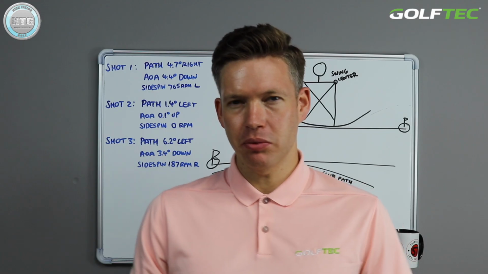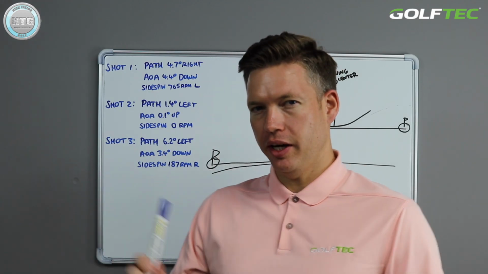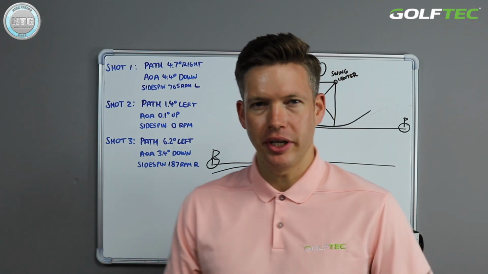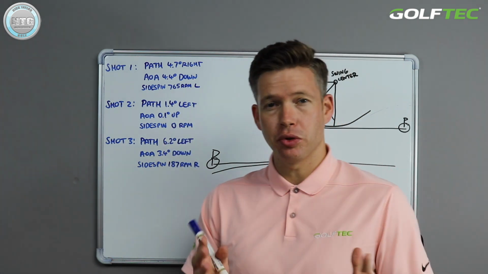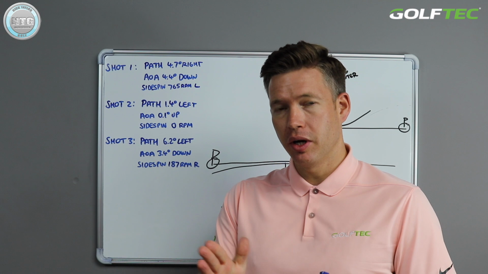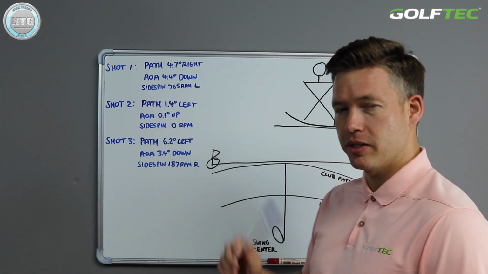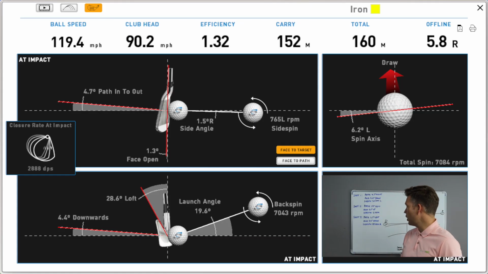So you saw the 3 shots there. I'm just going to go through the data quickly. I'll bring them up on the screen so you can see in a bit more detail. Basically, the first shot, which was my standard, where I had the ball position behind my left shoulder, we're going to go through the grid in a second. That produced a swing path of 4.7 degrees to the right, so an in to out swing path. The angle of attack was 4.4 degrees down, and the side spin on the ball was to the left, 765 revolutions per minute.